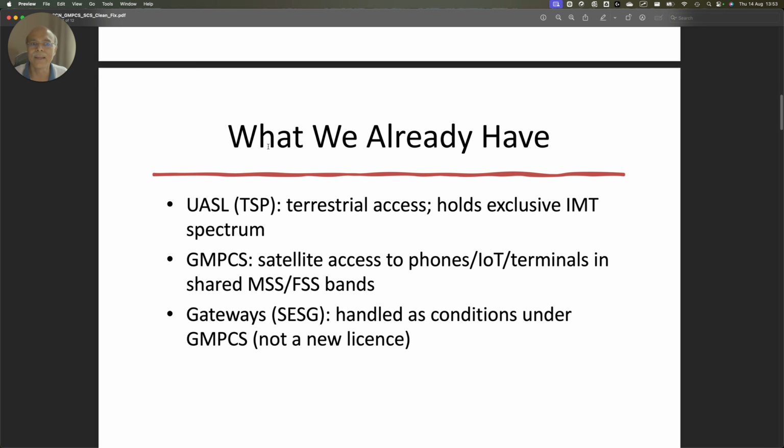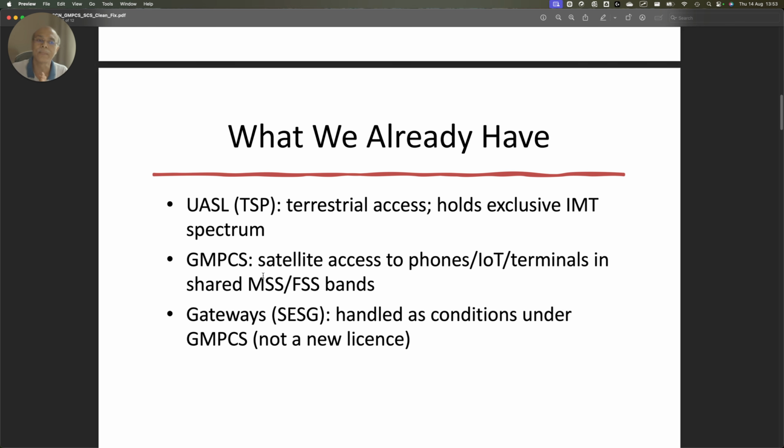Look, we have a UASL license, the Universal Access Service License, which the terrestrial operators are using to provide terrestrial services: 4G, 5G services, 2G, 3G also. And then we have another license under the earlier regime. These are all under the earlier regime.